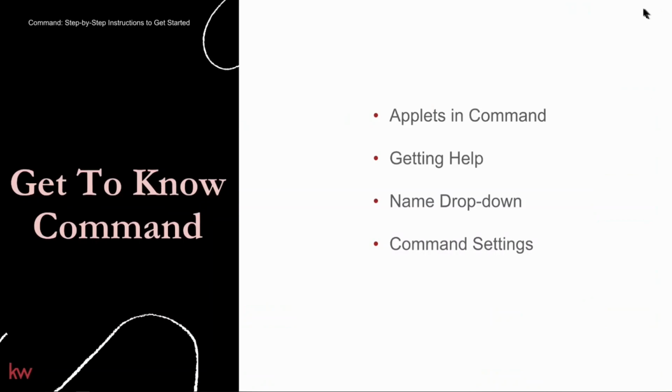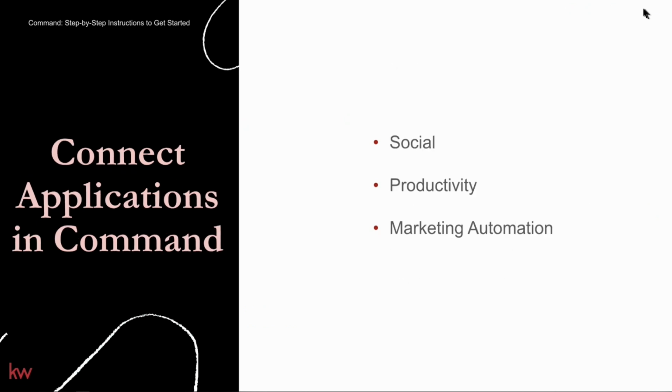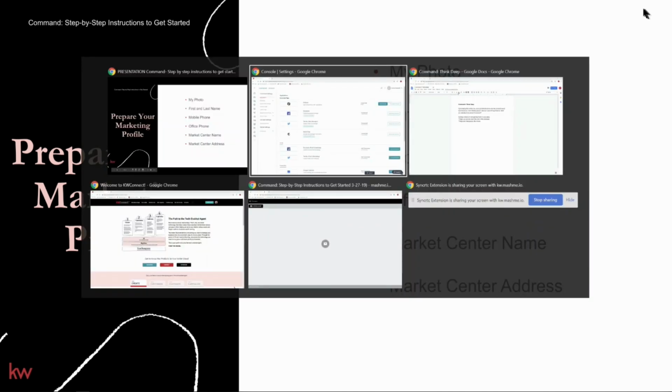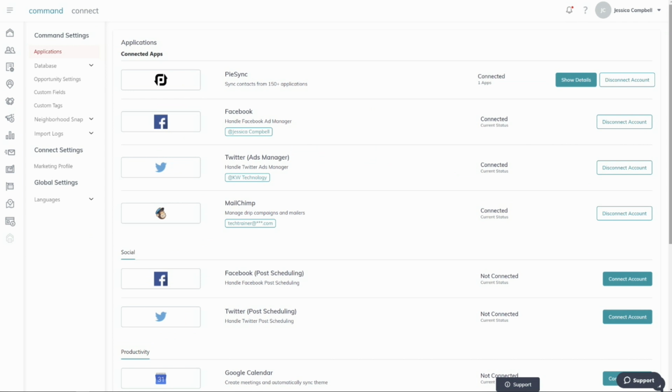All right. So we talked about social productivity and marketing automation inside of settings. We looked at preparing your marketing profile and all of the things that you need to put in there. Your marketing profile is very important. And what you're going to start to see is the ability to set up monthly neighborhood nurtures of the personalized IDX pages that we have in Command. So you'll need to have your marketing profile set up in order to do that. It's a great place to start because you'll need it.